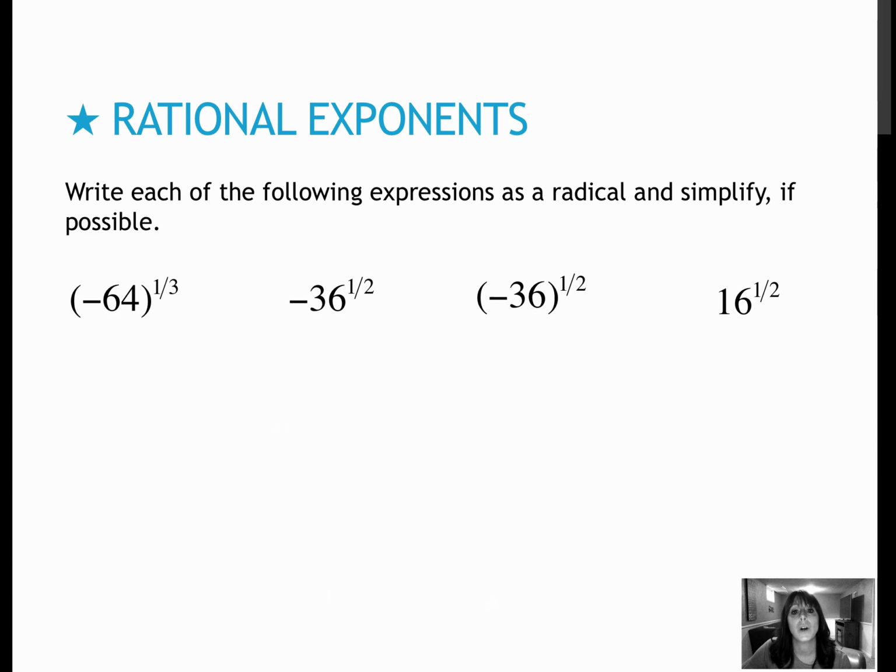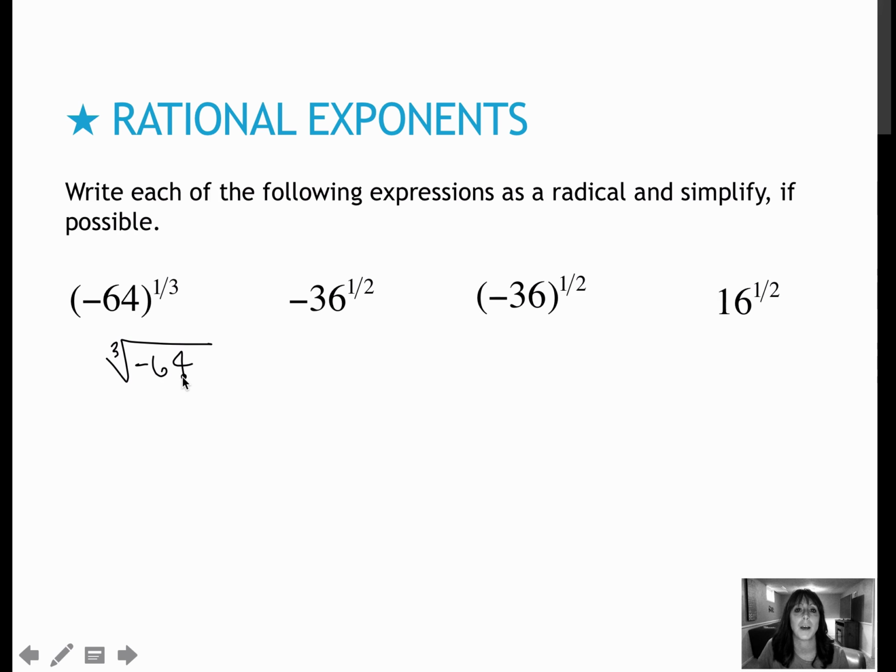So go ahead and write all four of these. Let's try again. Go ahead and write all four of these as a radical and then simplify if you can. So the first, I have the cubed root of negative 64, the cubed root of negative 64.